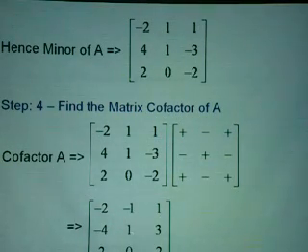1 times positive is 1. Negative 3 times negative equals positive 3. Then we have 2 times positive equals 2. 0 times negative is 0. Negative 2 times positive will give us negative 2. So that is the cofactor of A.